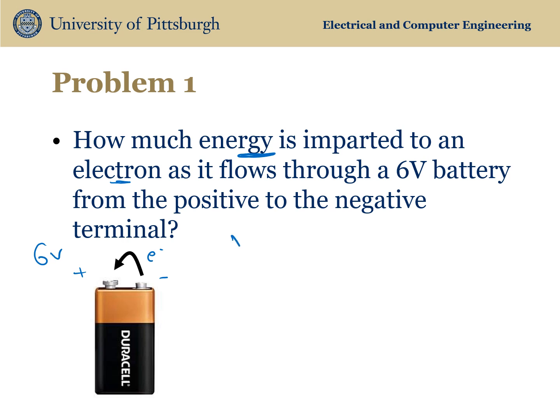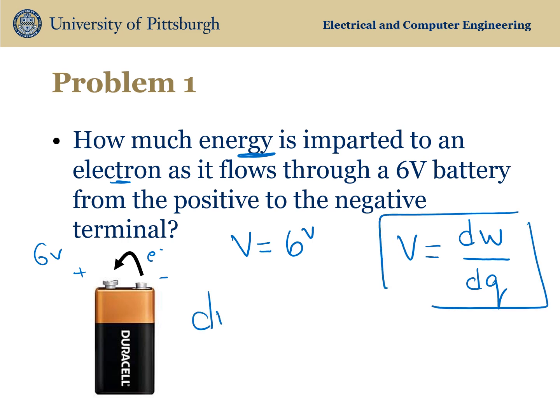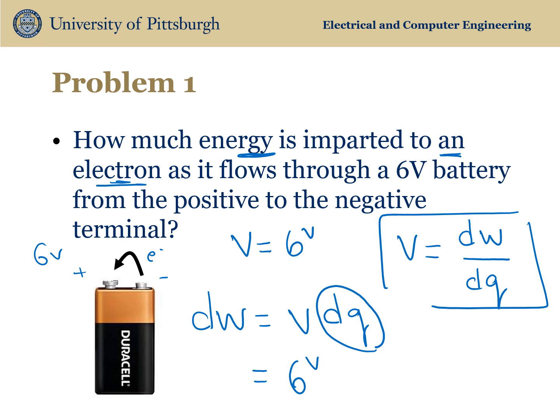So we are given V equal to 6 volts, and we have a relationship between voltage and energy. We know that V is equal to dW/dq. Voltage is the amount of work required to move one electron. So from this equation, we can write that dW is equal to V dq. We have V being 6 volts, but what is dq? In the problem, we are asked only to move an electron. So dq here is one electron, which is minus 1.6 times 10 to the minus 19 coulomb.